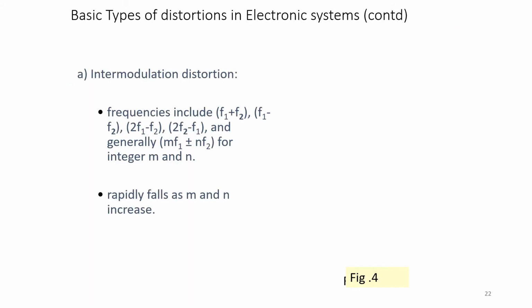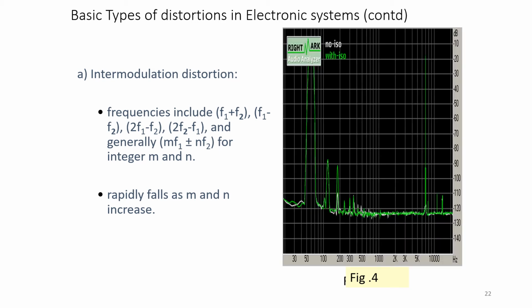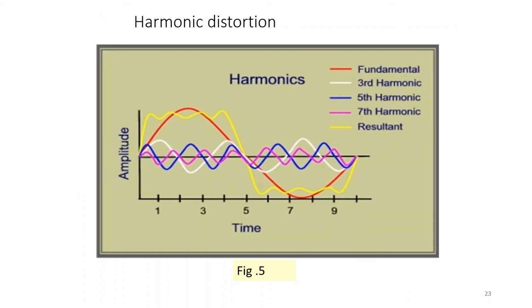Also, the frequencies may include f1 plus f2, f1 minus f2, 2f1 minus f2, 2f2 minus f1. Generally, m f1 plus or minus n f2 for integers m and n, which rapidly falls as m and n increase. So this is the intermodulation distortion. That is the different frequency components which are generated and present along with the signal which we require.